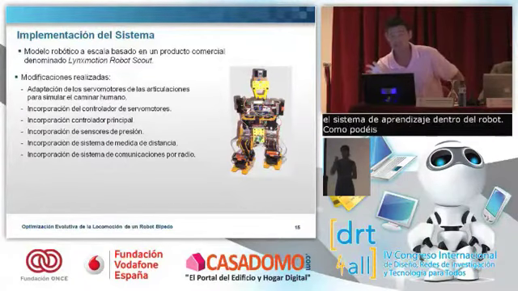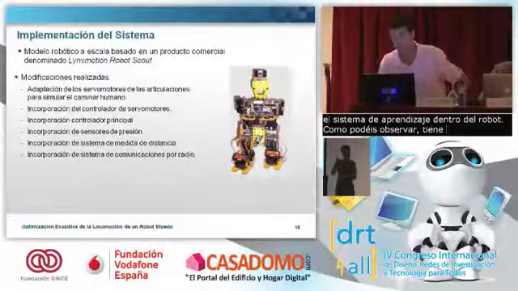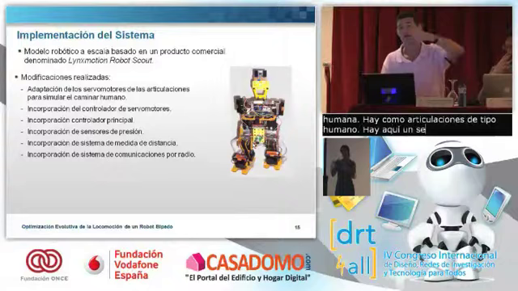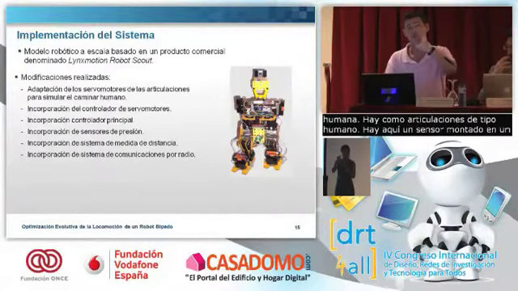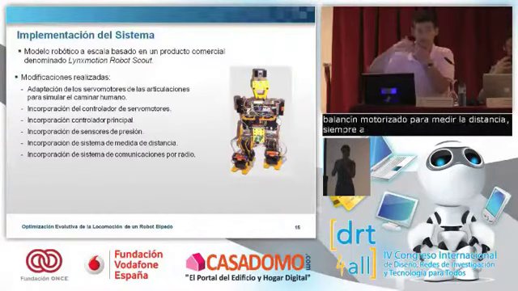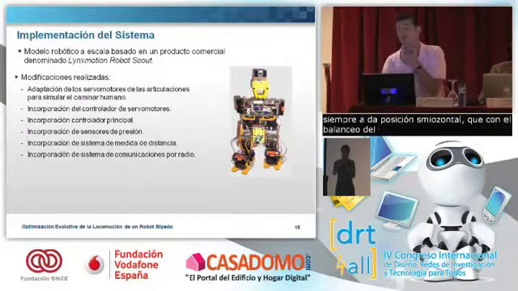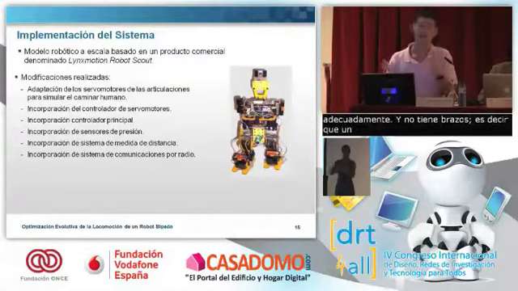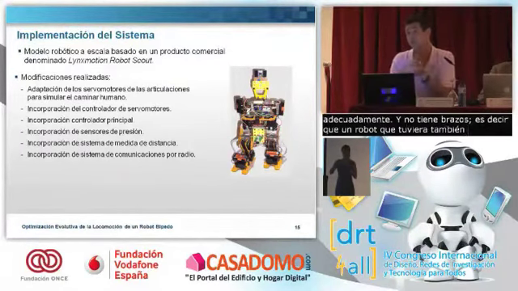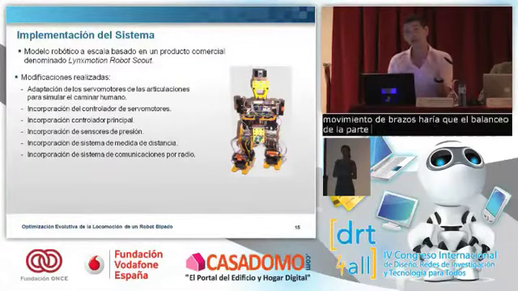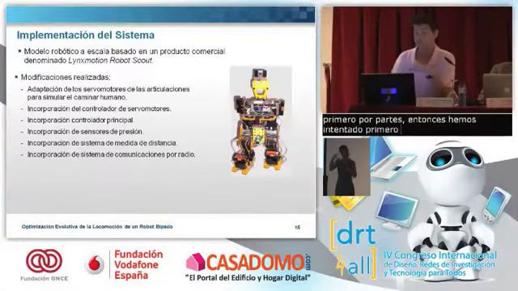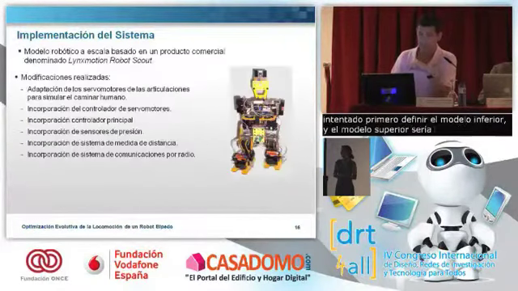As you can see, the robot has the lower joints like humans. There is a sensor that measures the distance in a horizontal manner, even though, of course, with the rocking, it doesn't measure accurately. It has no arms. Robots that also have a harmonized movement of the arms would have quite balanced rocking, but we decided to focus on the lower limbs and then incorporate the arms.